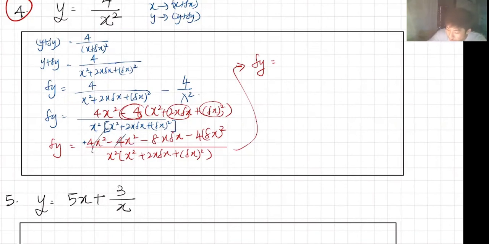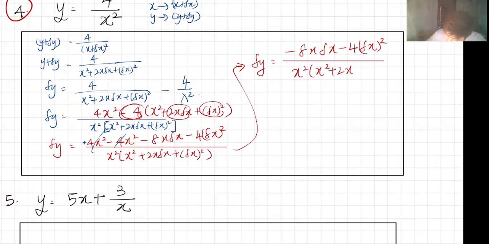So what I have is minus 8x delta x minus 4 delta x squared, divided by x squared plus, I just copy only, 2x delta x plus delta x squared.